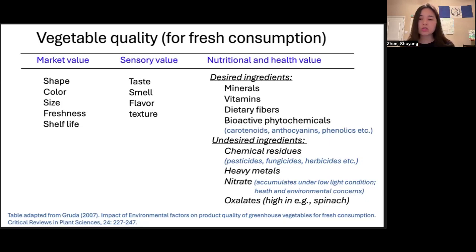And greenhouse and indoor produce typically have higher visual appeal and lower chemical residue, which is a great thing for health. In the next few minutes, we are going to look at how the pre-harvest environmental factors can improve the nutritional and health value of vegetables.